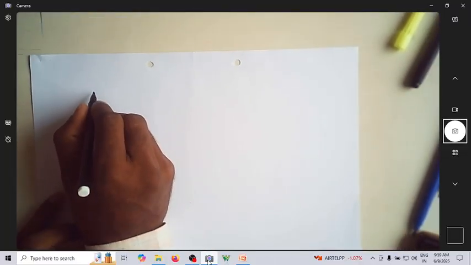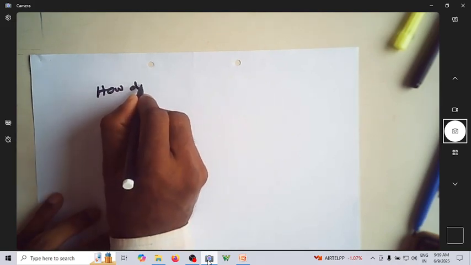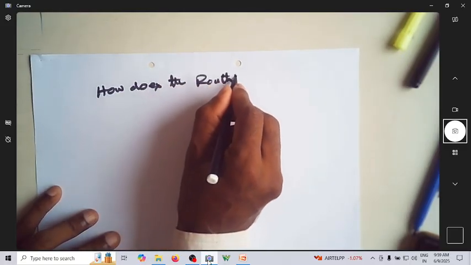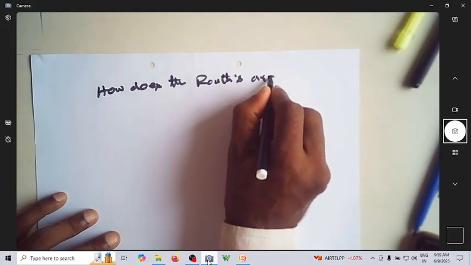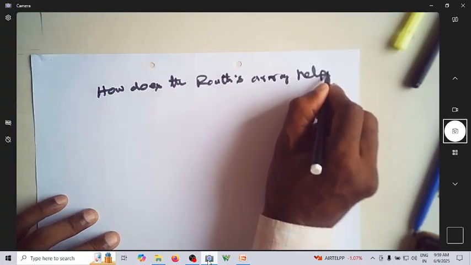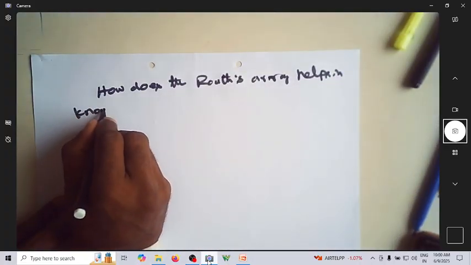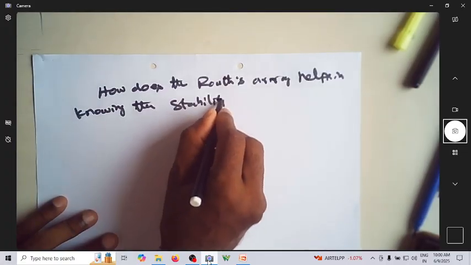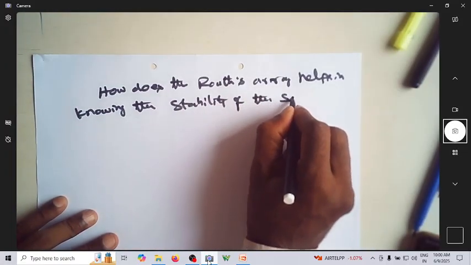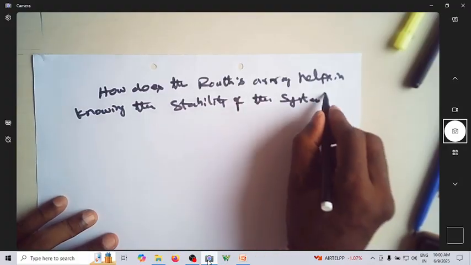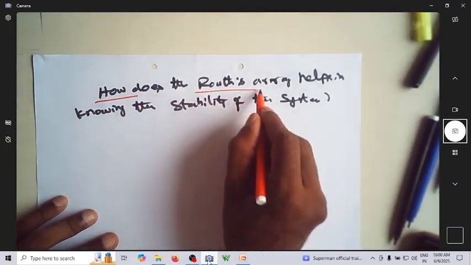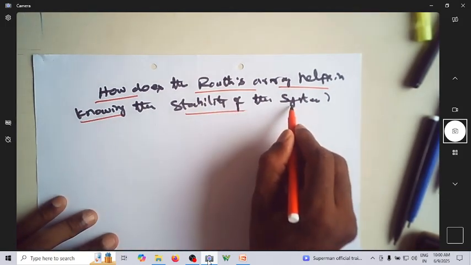Okay, then how does the Routh array help in knowing the stability of the system? How does the Routh array help in knowing the stability of the system?